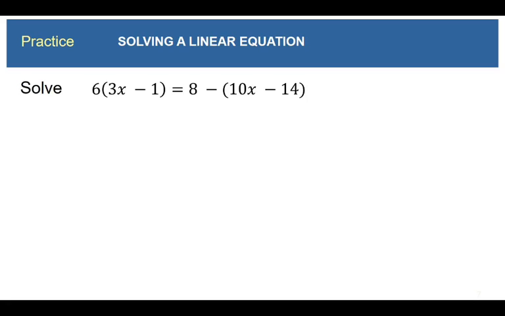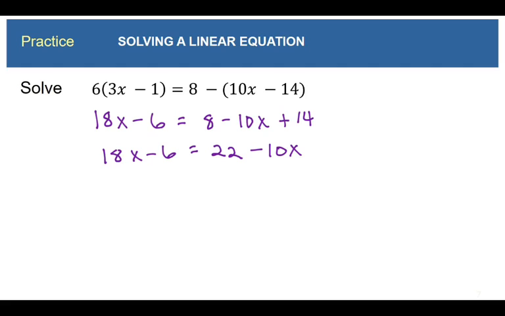So first we'll distribute the 6 and the negative. And now we will combine like terms on the right. And now I have both kinds of terms on both sides of the equal mark. So let's find the smaller x term, which is the minus 10x. And let's eliminate that. So we'll add 10x to both sides. Combine like terms again.